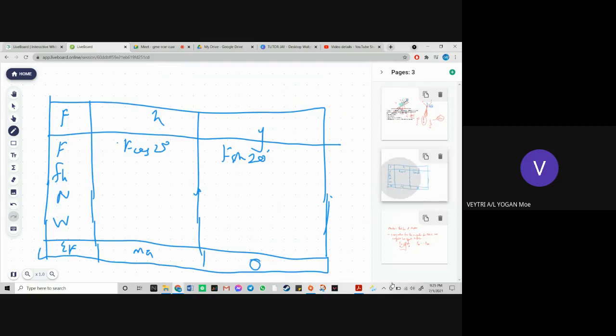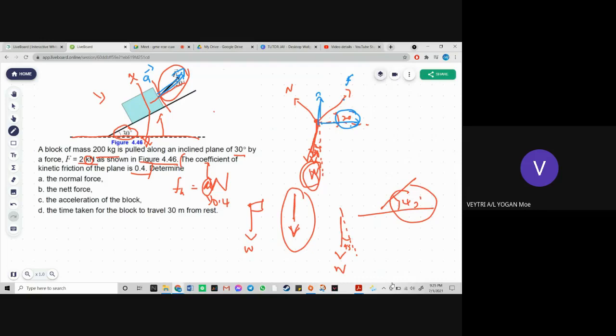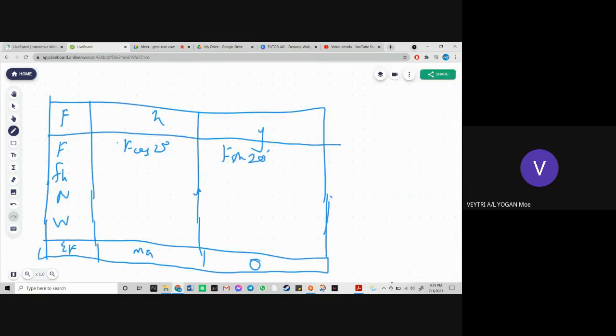Next, your frictional force is opposite, right? The moment it is opposite, it will be negative Fk, in your x component, because the object is traveling along the x component, no y component. You can even write negative mu N over here, because frictional force equals mu N. Next, normal force: x component none, y component is positive N. Weight force is negative W sine 30 degrees and negative W cos 30 degrees.